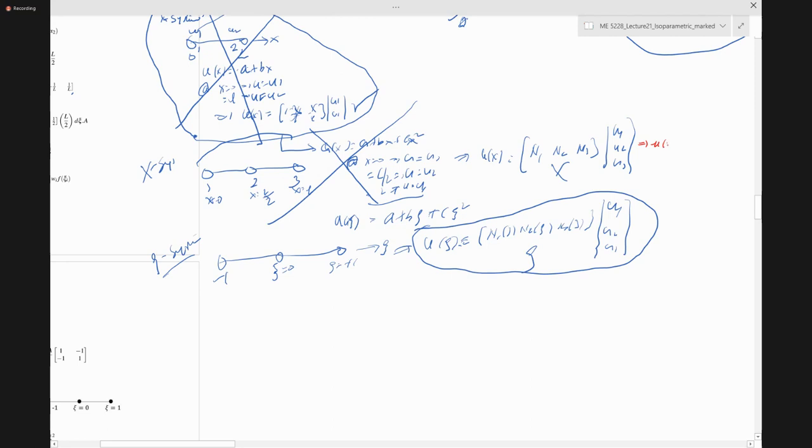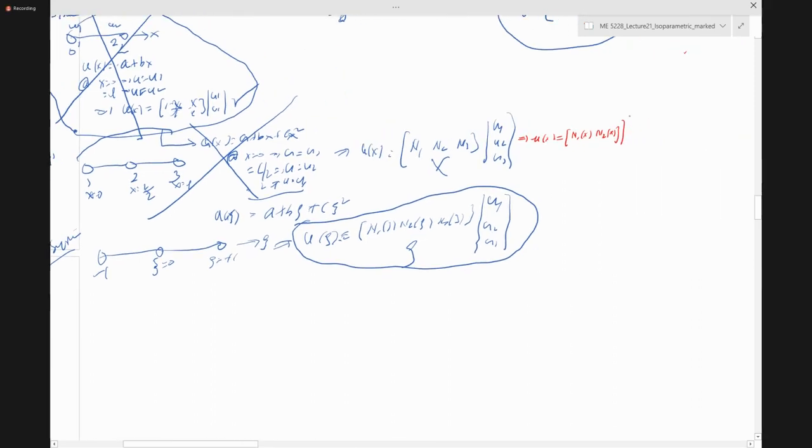This gives you u of x equal to N1 of x, N2 of x, times u1, u2. Is this clear? This gives you u of Cauchy equal to N1, sorry, my bad. N3 of x times u1, u2, u3. This gives N1 of Cauchy, N2 of Cauchy, N3 of Cauchy times u1, u2, u3. Is this clear?